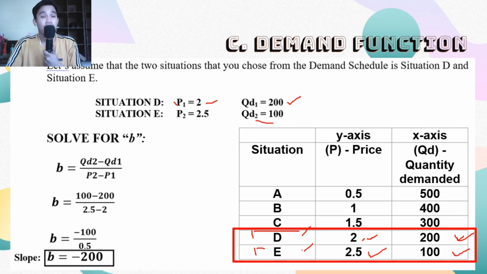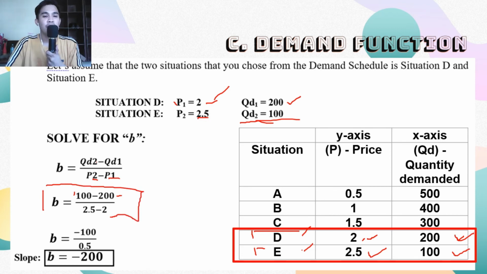Now we're going to solve for B. So how do we solve for B? What is the formula here? B is equal to QD sub 2 minus QD sub 1 all over P sub 2 minus P sub 1. Let us substitute the values. What is our QD sub 2? Our QD sub 2 is 100. Our QD sub 1 is 200. So 100 minus 200 over what is your P sub 2? Your P sub 2 is 2.5. What is your P sub 1? P sub 1 is 2. So it becomes 2.5 minus 2. So now we have B is equal to 100 minus 200 all over 2.5 minus 2.